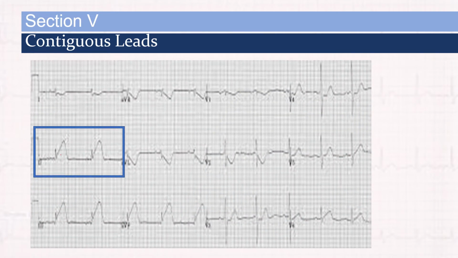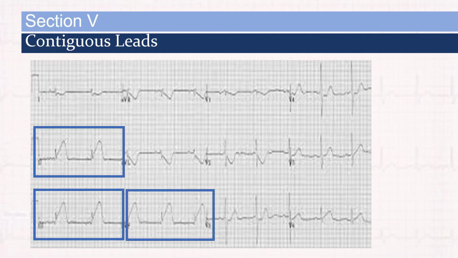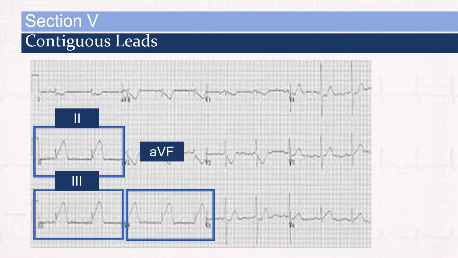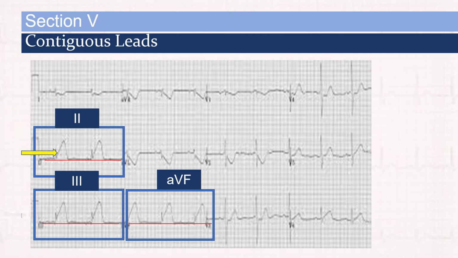Let's look at 2, 3, and AVF. Even a novice provider will see that there is marked elevation in all three of these leads. But let's look a little closer. Let's draw a line from TP to TP and identify our J point. Yep, definitely elevation. 2, 3, and AVF, inferior wall STEMI.